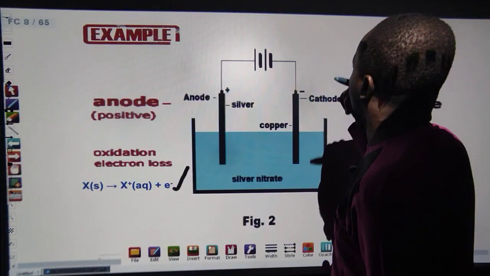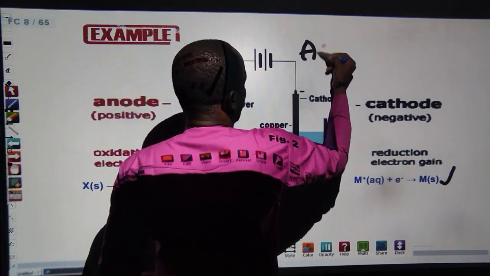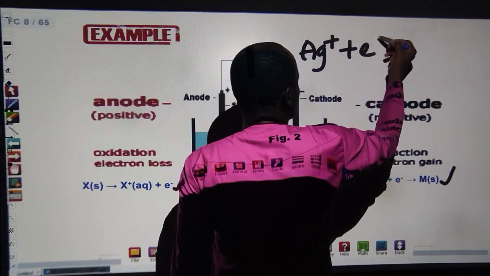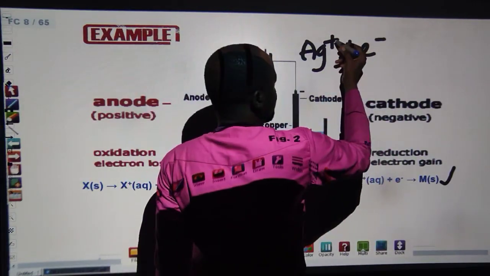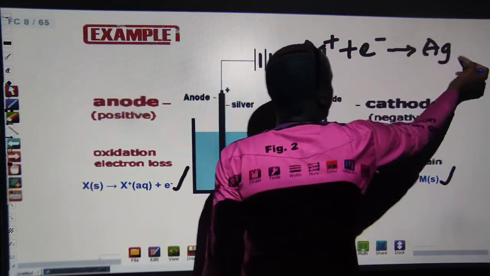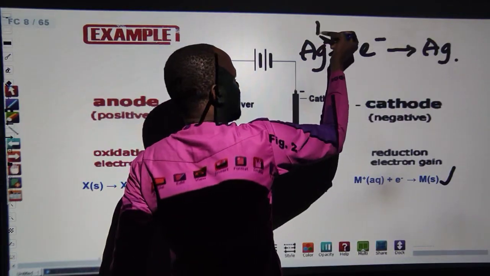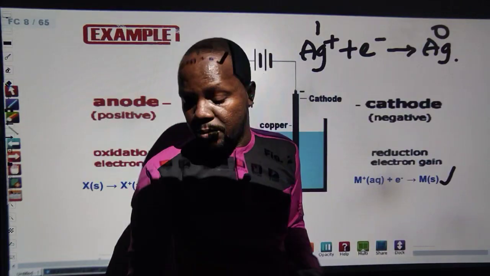If we have a simple Ag+, you can write it like this, it's also acceptable. You want to write plus e-. Look at this now. Plus times minus is minus. So this is plus 1 minus 1, which gives you nothing but Ag. So what you are telling us here is that the oxidation number here was 1, and as a free state element, I hope I'm not cutting, the oxidation number is 0.